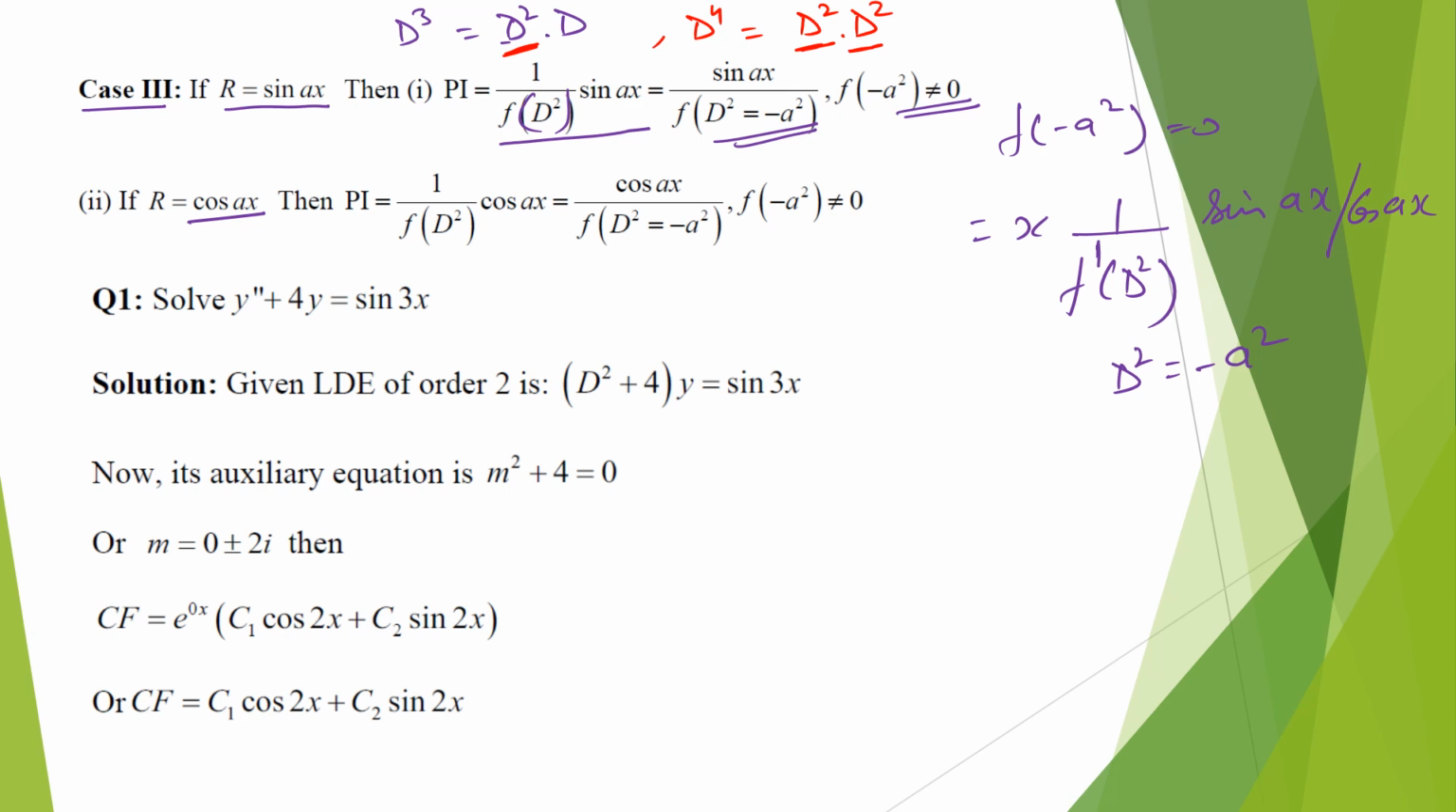Now considering the first example, y double dash plus 4y is equal to sin 3x. For the left side portion, d square plus 4 y. The auxiliary equation will be m square plus 4 is equal to 0. That means m is equal to plus minus 2 iota. This is the complex root. Then for the complex root, by the rule of CF, we get C1 cos 2x plus C2 sin 2x.